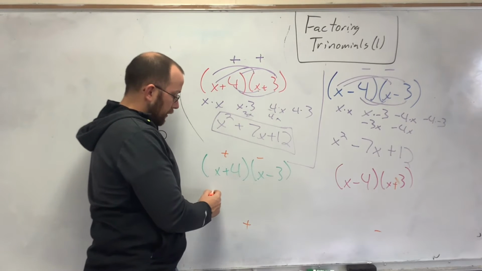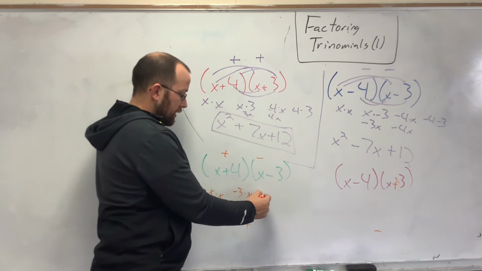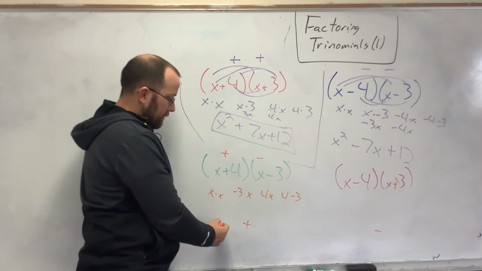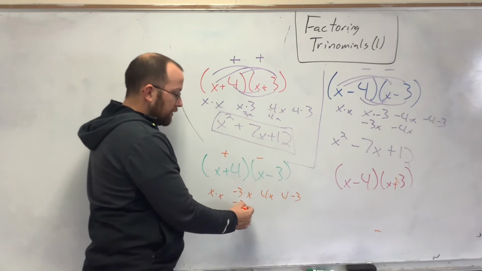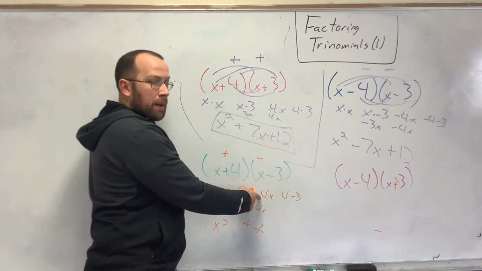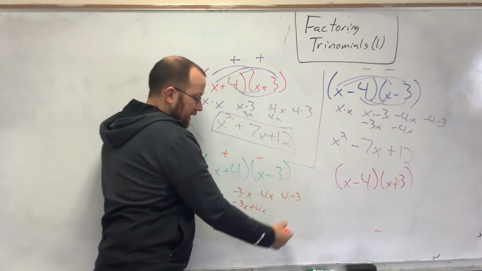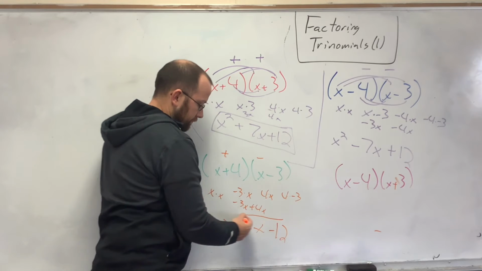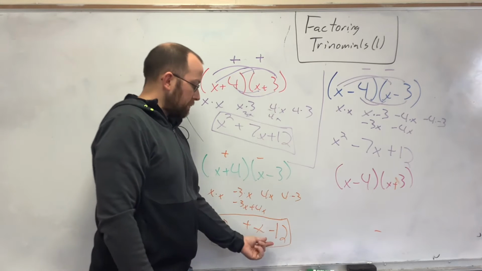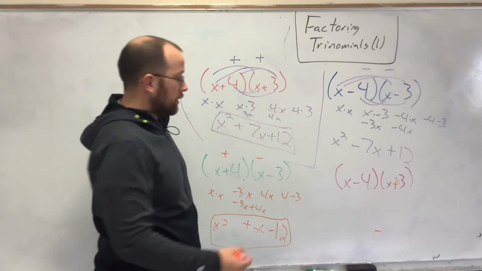So I do the whole thing, x times x, negative 3 times x, 4 times x, 4 times negative 3. So that gives me x squared, that gives me negative 3x plus 4x, which gives me just x left over, because the sign of my bigger number will always be the sign at the bottom, and that gives me negative 12. So, when I have a positive and a negative, my back number is negative, and my middle number is the sign of the larger one.